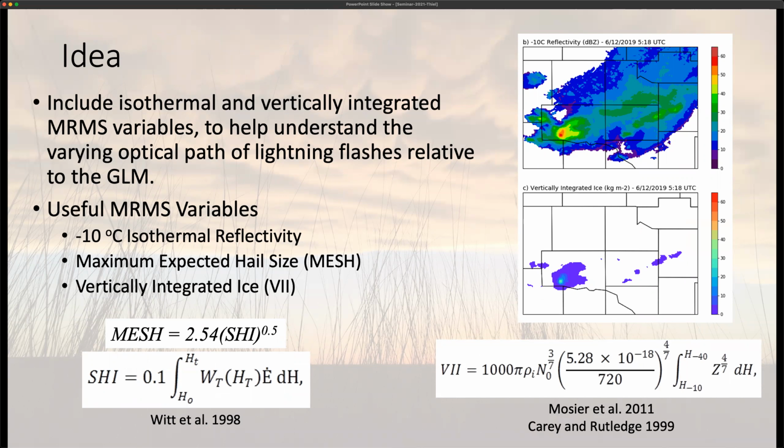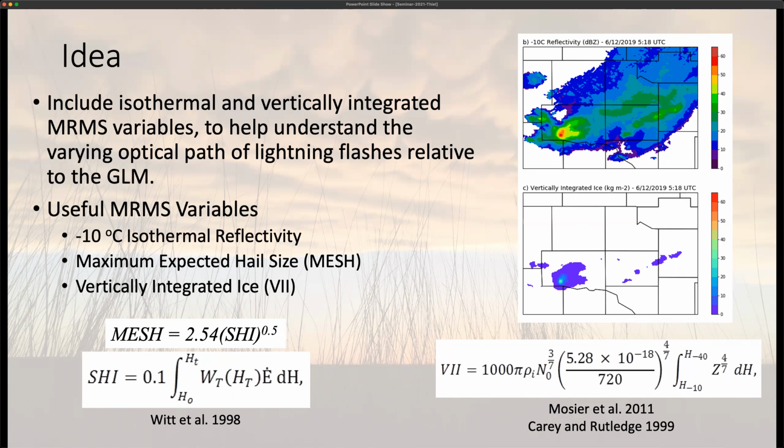We'll be looking at three variables in particular, the first one being the negative 10 degrees Celsius isothermal reflectivity. Now, the negative 10 degrees Celsius isotherm is the start of the mixed phase region, where you would expect to see charge separation through the non-inductive mechanism, and higher reflectivity values in that zone are an indicator of increasing lightning production and thunderstorm severity. And it is also a variable that we're used to looking at, and so it helps us to interrogate thunderstorm morphology as we progress through certain case studies later on.